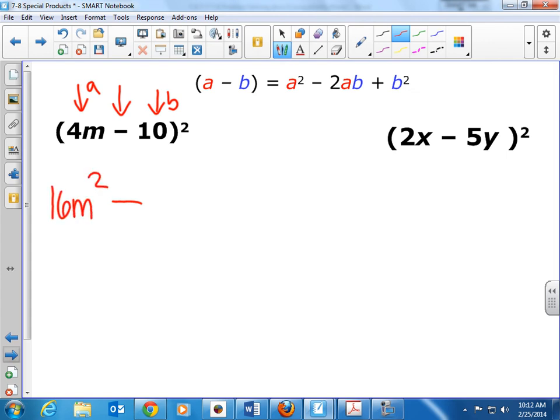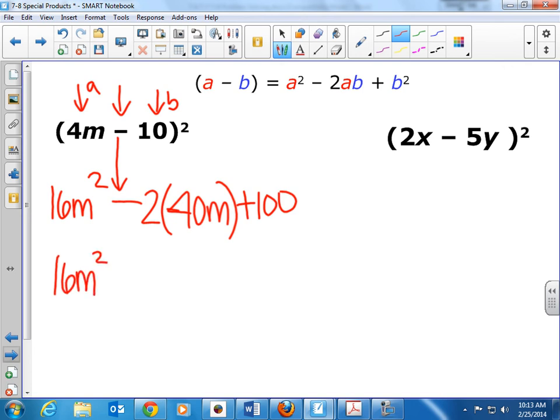I have a minus sign in the middle, and then I need to do 2 times whatever my a times my b is. So my a is 4m times my b is negative 10. That gives me just 10, because we've already accounted for the subtraction sign right there. So 4m times 10 is 40m. And then I have plus my b squared. My b is 10, and so that squared is 100. So when I simplify this, I have 16m squared minus 80m plus 100. And that's what you would get if you worked it all out the long way.